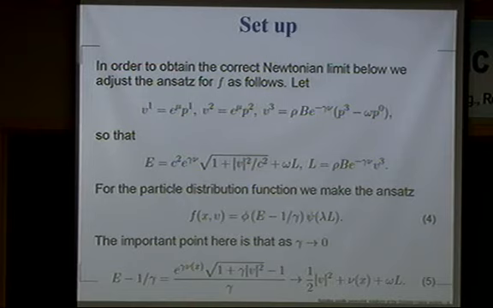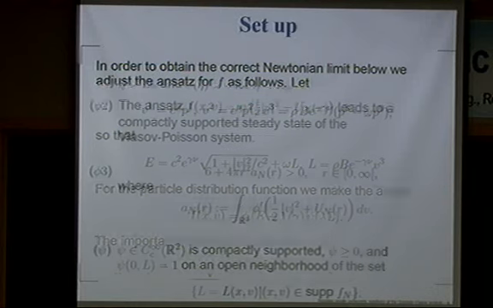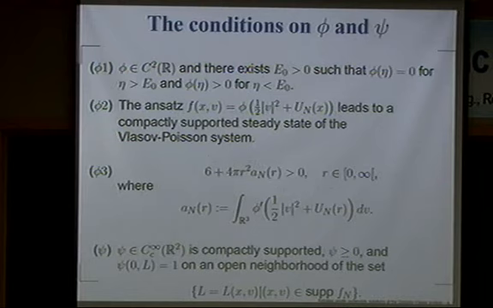So the functions we have to put some conditions on are the phi here and the psi. And the conditions we put will not say so much about the first. This is a sort of a standard cutoff assumption. And of course, you should also say that the phi you take should be such that you really have a compactly supported steady state of the Vlasov-Poisson system. That is the state we would like to perturb around.